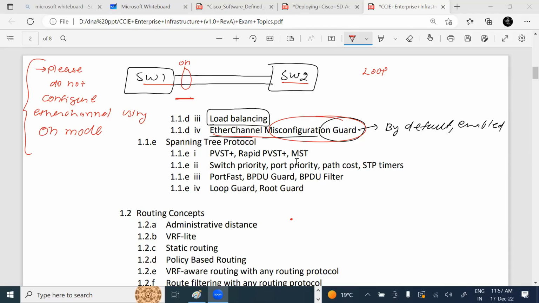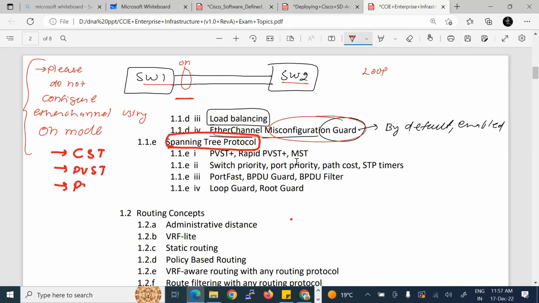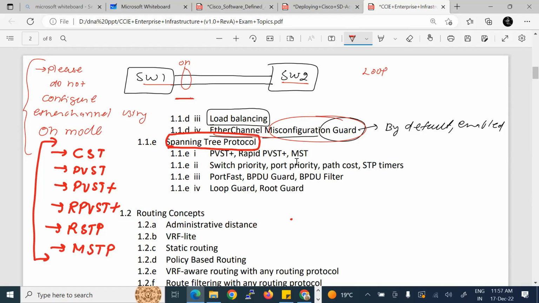Then we have STP. In STP, we have CST, PVST, PVST plus, RPVST plus, RSTP, and MSTP. Then we have switch priority, port priority, path cost, and STP timers.